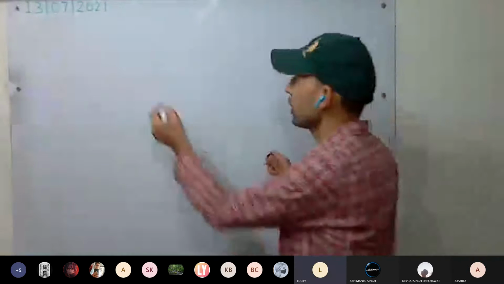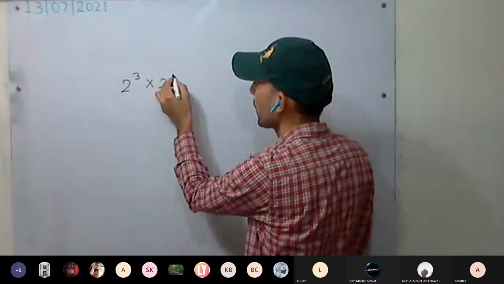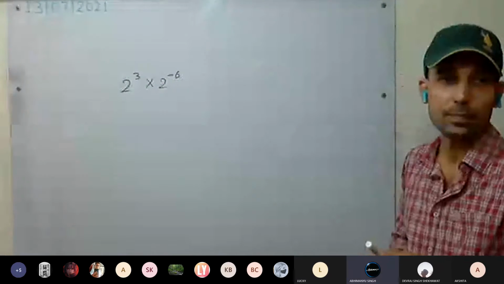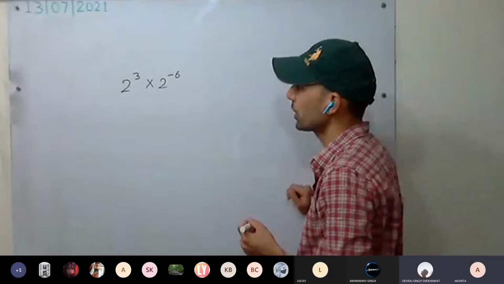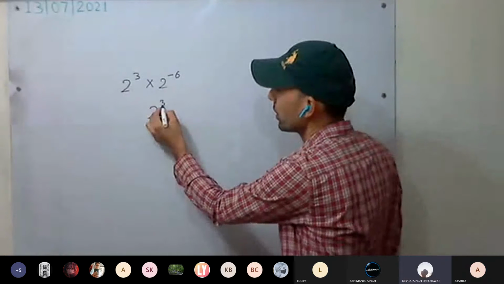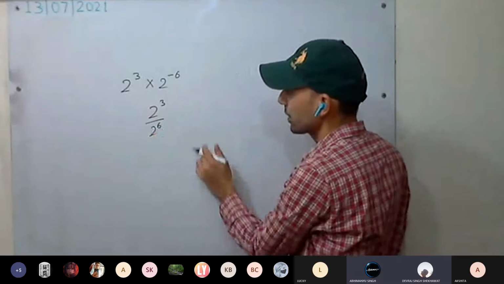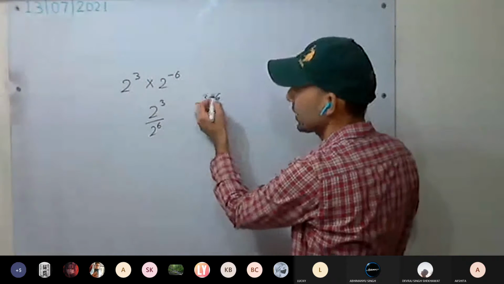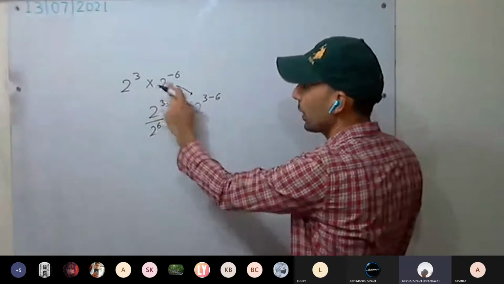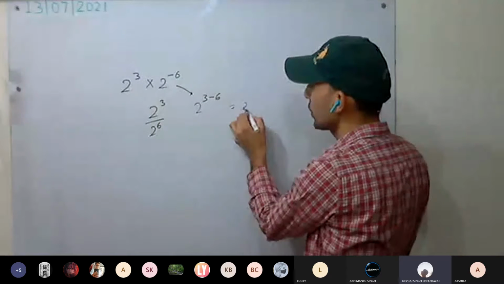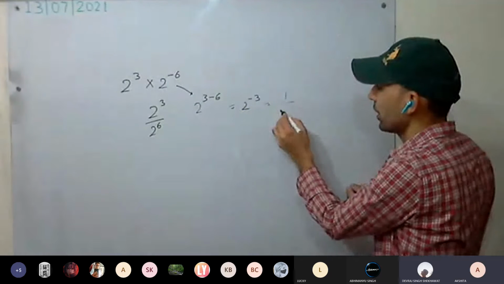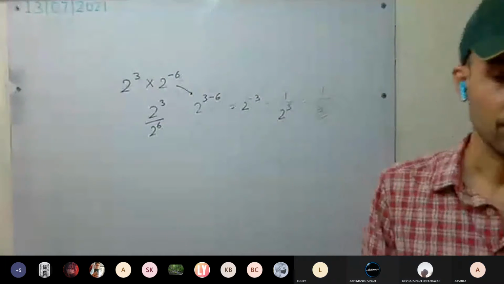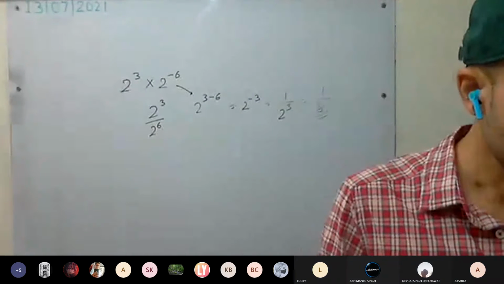One very easy question I give you: 2 raised to power 3 into 2 raised to power minus 6. Solve this one. It is 2 raised to power 3 minus 6, which is 2 raised to power minus 3. You can directly do 3 plus minus 6, or you can do it like this also: 1 upon 2 raised to power 3, which is 1 upon 8. So this is clear to all.